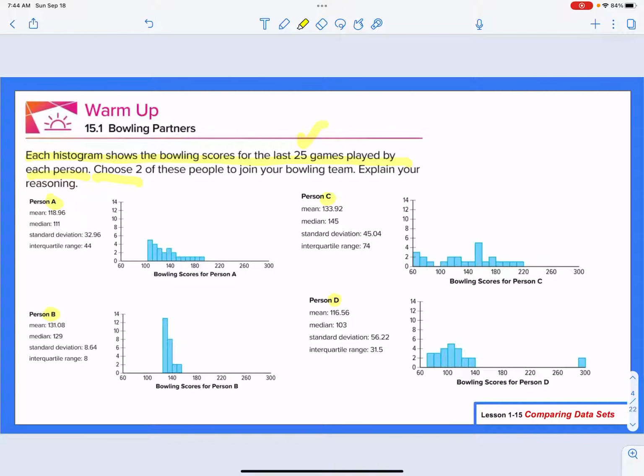Let me just pause here for just a second. Again, there's no correct answer here necessarily. It's your team. You get to pick. But the key thing is to have some reasons.